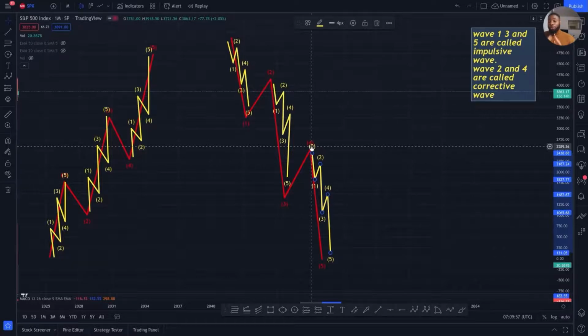Wave 1 can be the smallest wave. Wave 5 can be the smallest out of the 3, but wave 3 can never be the smallest. When you see that wave 3 is the smallest wave, then you have to recount your Elliott wave to make sure you're taking the right count of the wave.